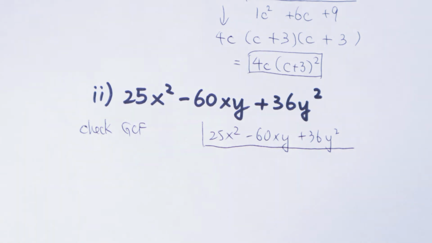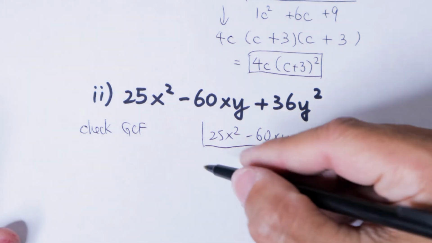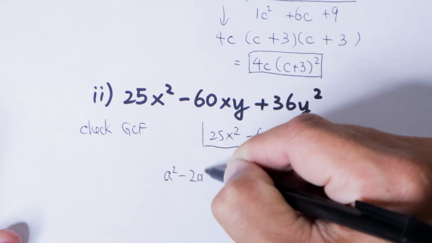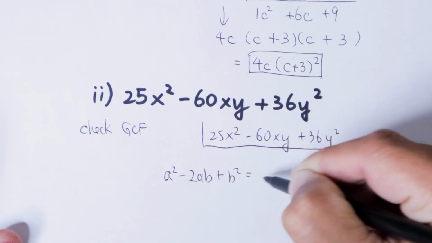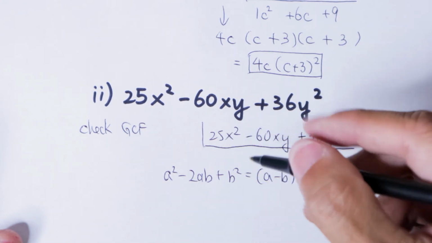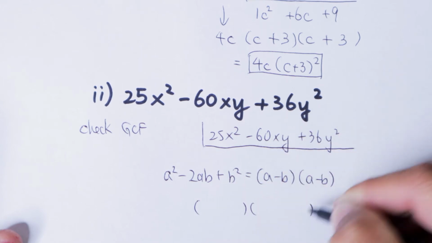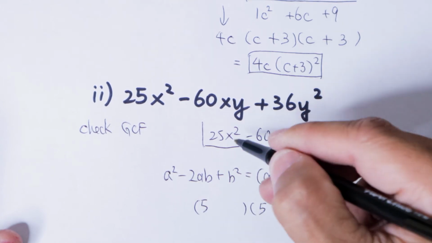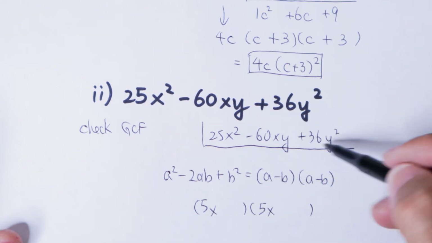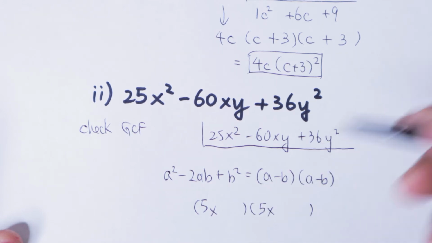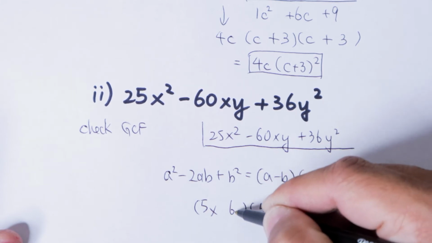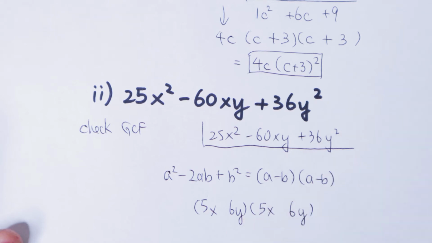If that's the case, we're going to go straight to the shortcuts. Now, recall that the shortcut was a squared minus 2ab plus b squared is just the same as a minus b times a minus b. Well, let's take a look at 25. Well, 25 is just the same as 5 times 5. And then split the x squared into x and x like this. Likewise, at the end of the trinomial, you have 36. So 6 times 6 is 36. And then you split the y squared into each parenthesis. So each parenthesis has 1 y.